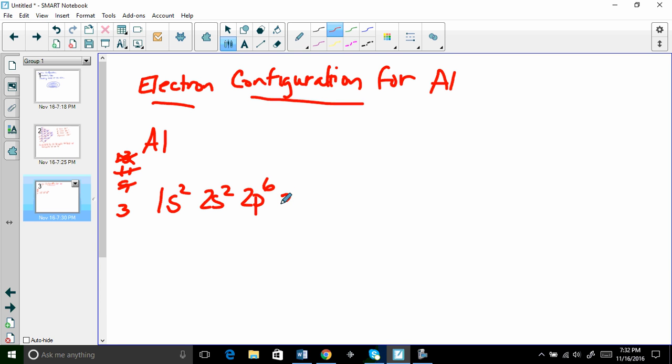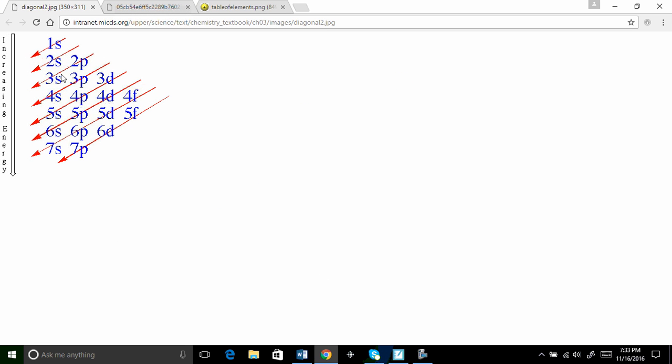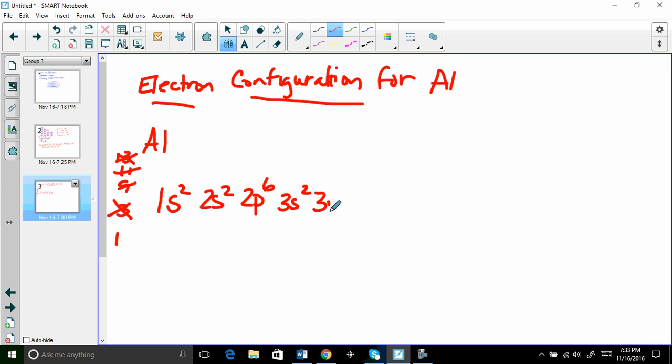It looks like 3s. S orbitals hold a maximum of 2. Because 3 is bigger than 2, 2 go in here. 3 minus 2 is 1. And now here's the interesting part. What fills after 3s? Well, you jump up here. It's 3p. Now, p orbitals can hold a maximum of 6. But if they can hold 6, they can hold 1 or 2 or 3 or 4 or 5 also, with a maximum of 6. You only have 1 electron left. And so it ends in 3p1.